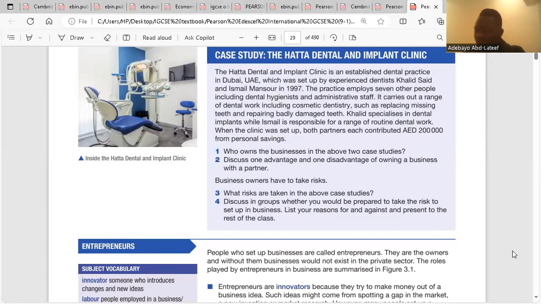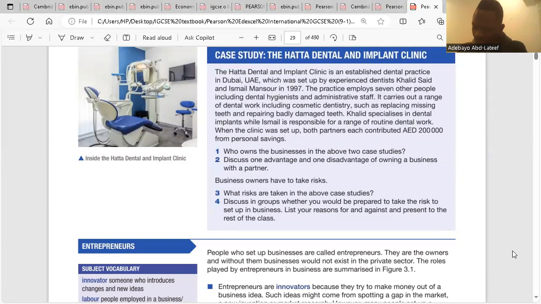The second question says, discuss one advantage and one disadvantage of owning a business with a partner. The advantage of owning a business with a partner is that you can share skills and ideas. And you can even contribute more capital to the business. But the problem is that you have to share the profits. Do you understand?